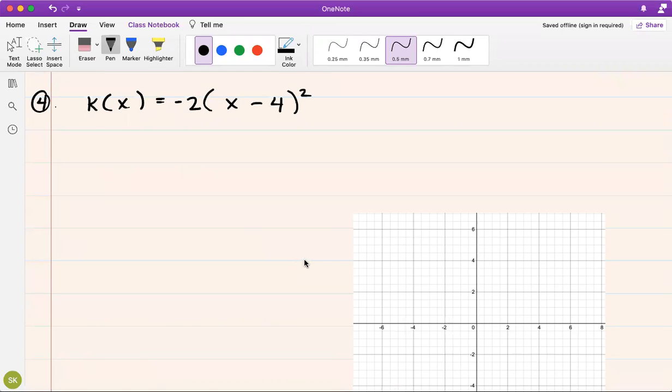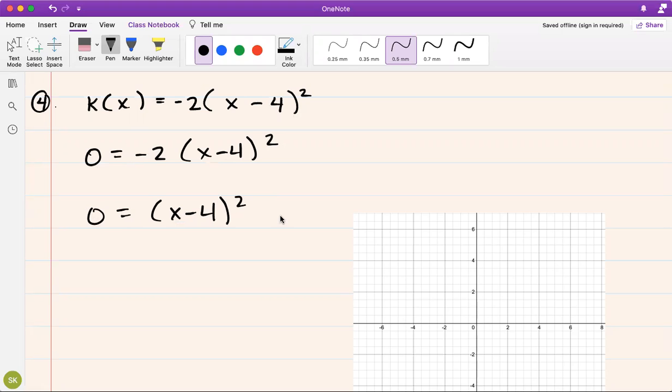I have k of x is negative 2 times x minus 4, squared. We want to determine the character of the x-intercepts. Figure out if we have complex roots or not. We want to graph this, and we want to find the roots. So the first thing I'm going to do is set it equal to 0. I can divide both sides by negative 2.